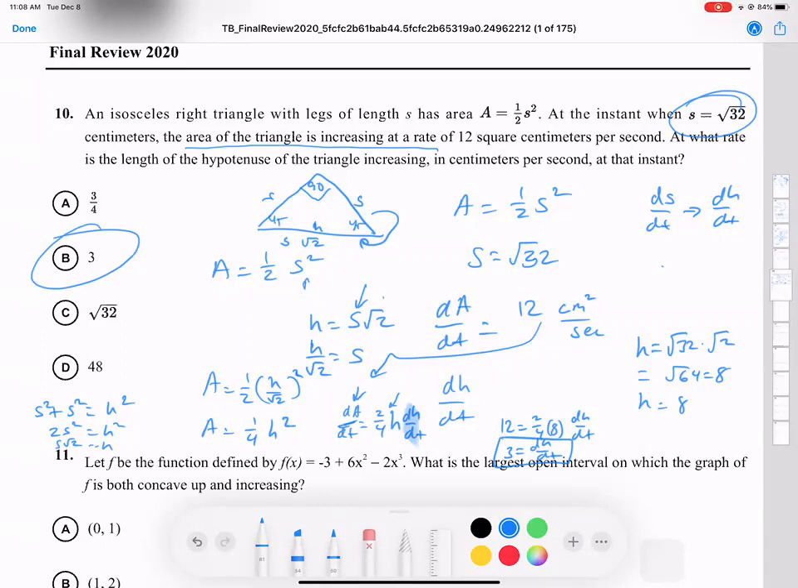Make sense, Alejandro? So, Mr. Ko? Yep. On the test, how do we know to do all this?